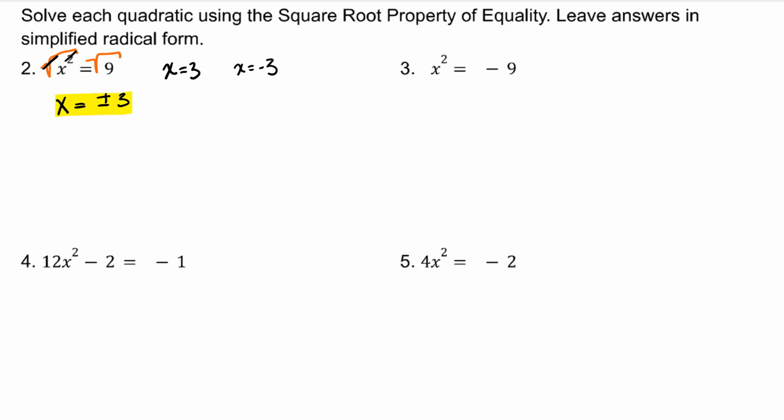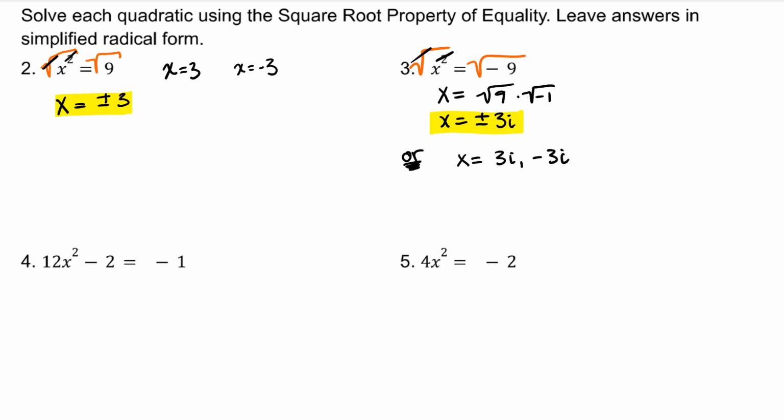Let's solve number 3. The term that is squared is completely isolated, so let's square root both sides. I could rewrite the square root of negative 9 as the square root of 9 times the square root of negative 1. The square root of 9 is plus or minus 3. The square root of negative 1 is i. Keep in mind, this is two answers, x equals positive 3i and negative 3i.